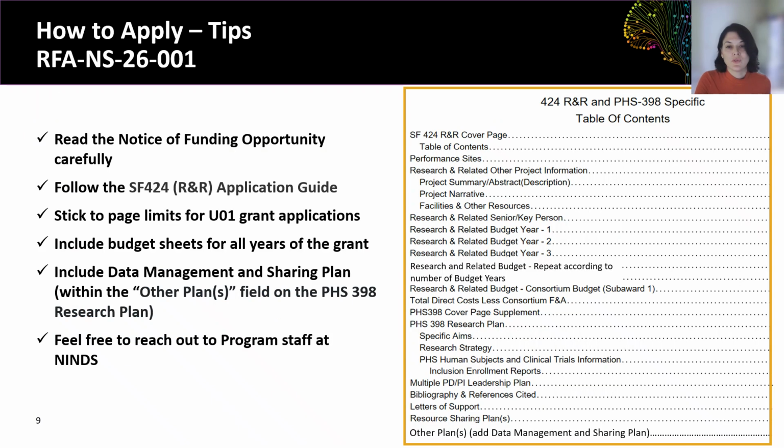It is important to follow all application instructions to avoid having your application withdrawn. Make sure to read the full text of RFA-NS-26-001 carefully, follow the instructions within the application guide, stick to page limits and formatting instructions, provide complete budget information, and follow guidance for additional plans and attachments. If you have questions as you are preparing your application, we welcome you to reach out to NINDS program staff.